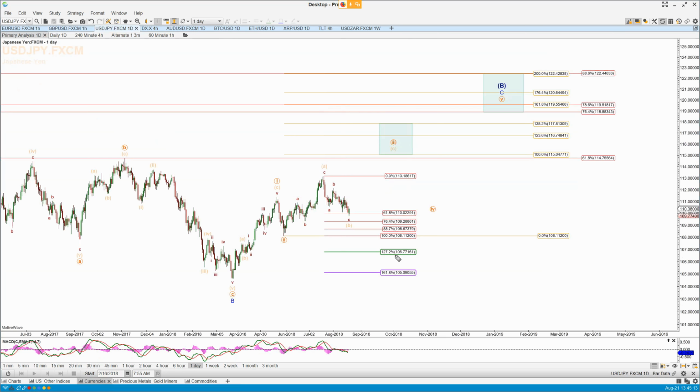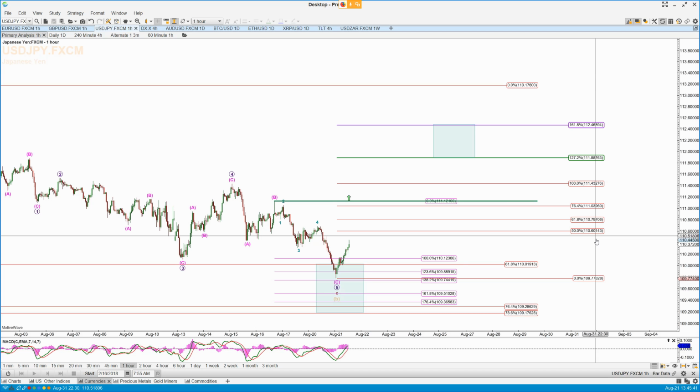US dollar, Japanese yen. So off the B wave, I've got 1 to here, 2 to here as an ABC. A, B, C for the A of this 3 here, and I'm looking for the B back to complete, which it may well have done this morning. We're starting to push up and a move up here to a minimum of the 1.0 extension at 115.04, and ideally the 123.6 at 116.74 in the US dollar Japanese yen pair.